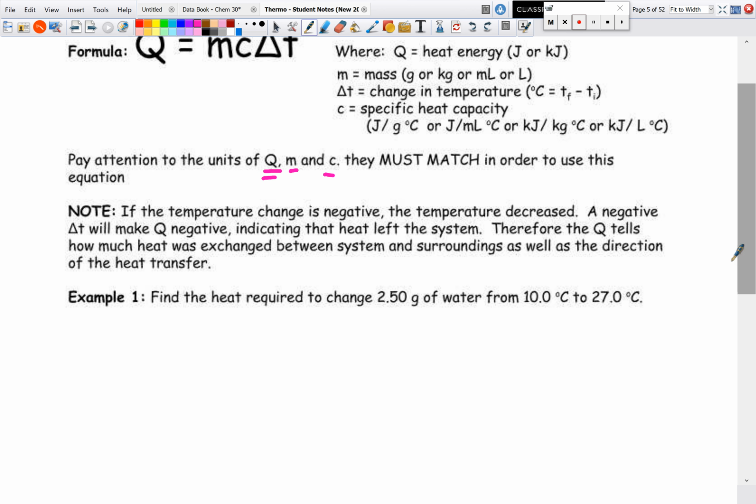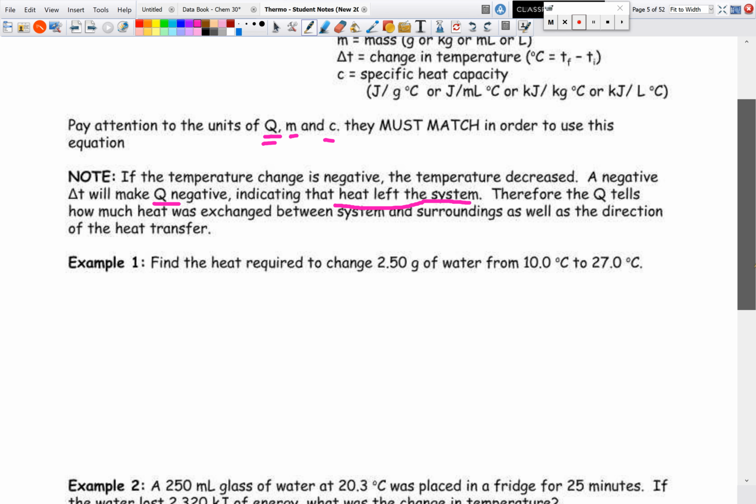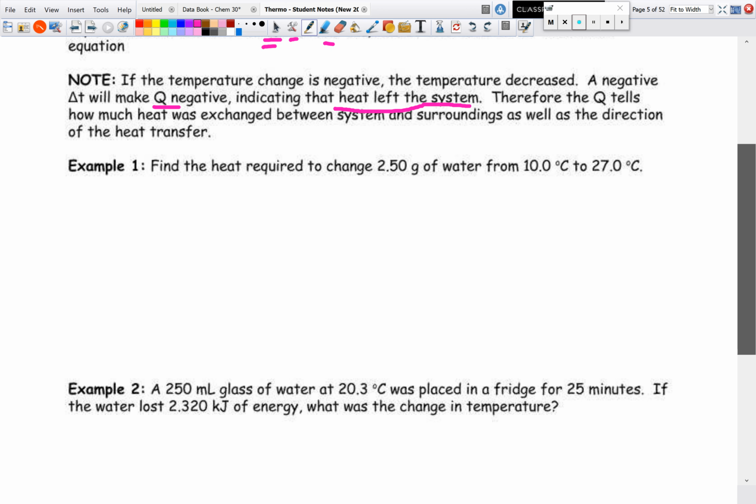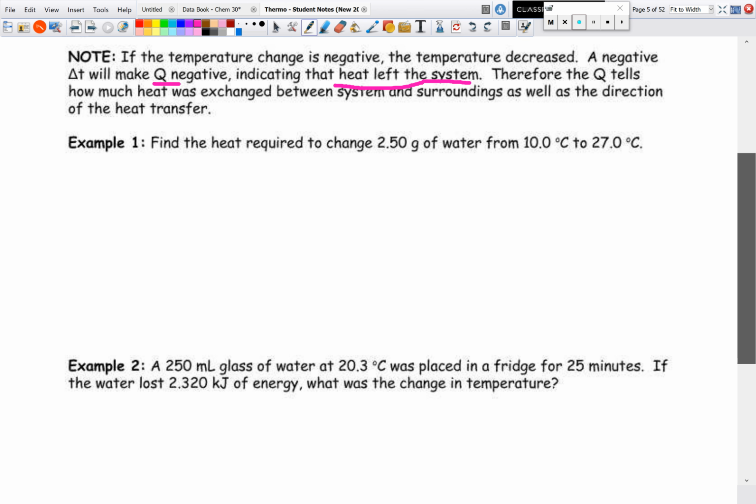Now, also a special note right here, if the temperature change is negative, the temperature decreases, so a negative value will make Q negative, indicating that heat left the system. All right. Therefore, the Q tells you how much heat was exchanged between the system and the surroundings. So we're going to pay more attention to this later when we get into calorimetry, but just for right now, we'll kind of bring this up as we go.